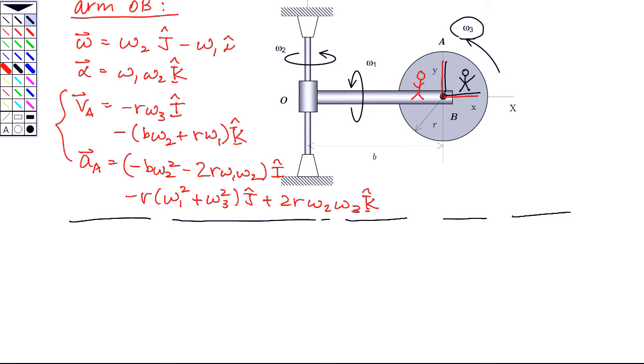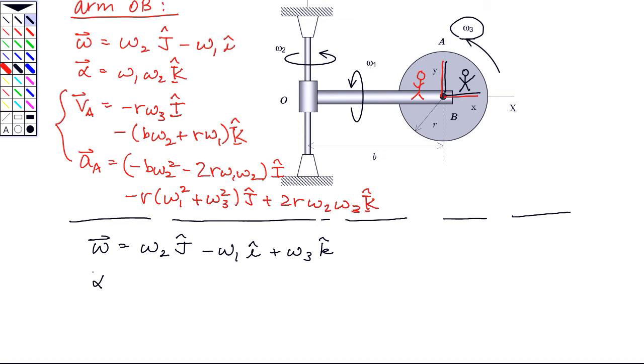Let's just start by writing omega. So omega now has three pieces to it. Omega has omega 2 in the capital J, minus omega 1 in the little i, plus omega 3 in the little k. We'll leave it just like that for now. We'll come back and address the mixture of coordinates there in a second. Let's go ahead and look at alpha.